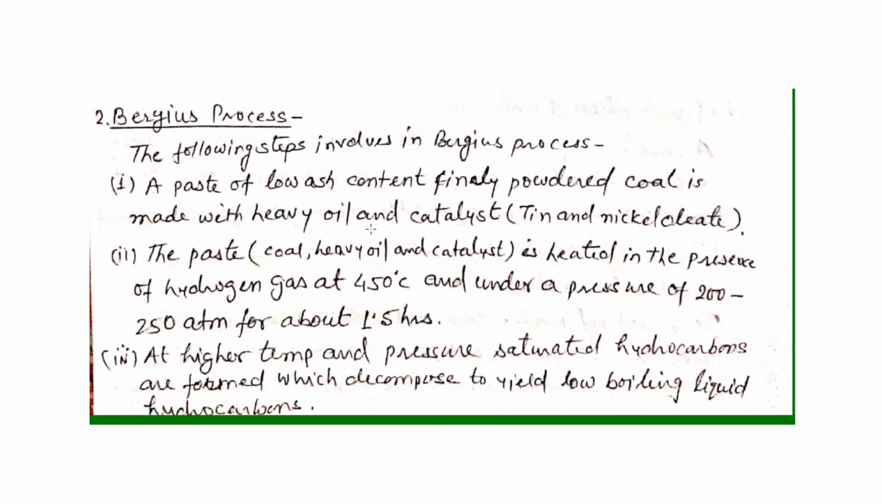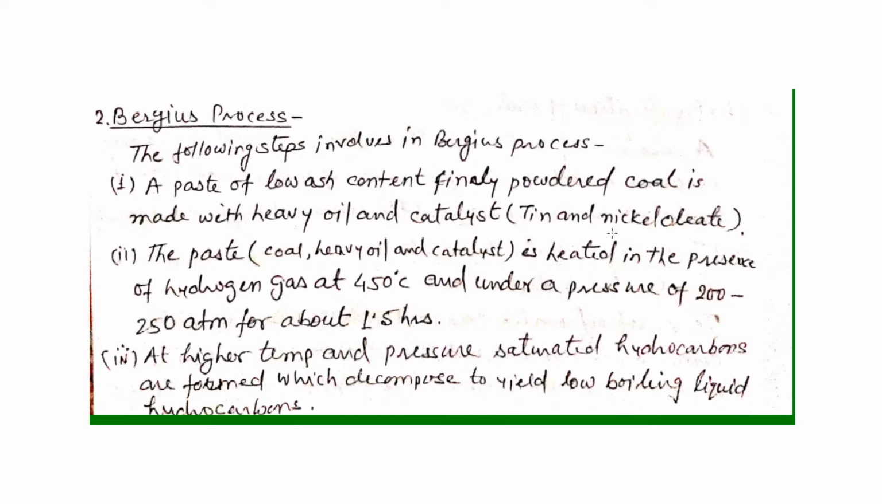The Bergius process involves the following steps. First, in this method, a paste of low sulphur content finely powdered coal is made with heavy oil and catalyst, tin and nickel oleate. Oleate means ester of an 18 carbon unsaturated acid with the nickel and tin catalyst.